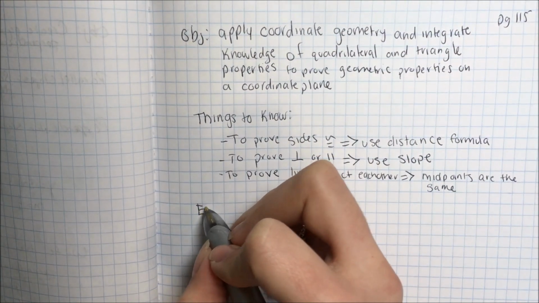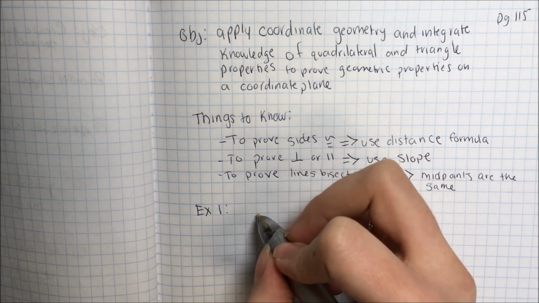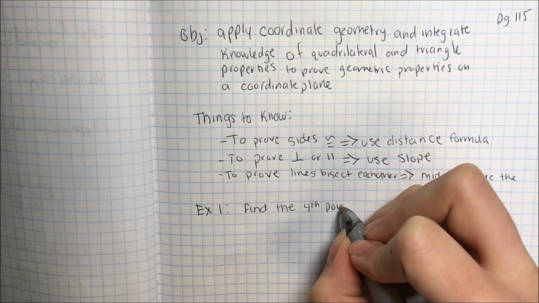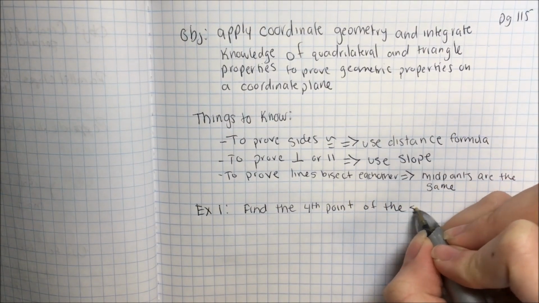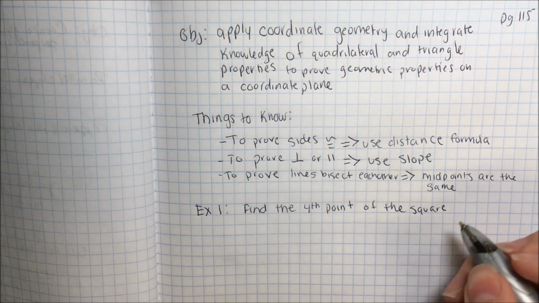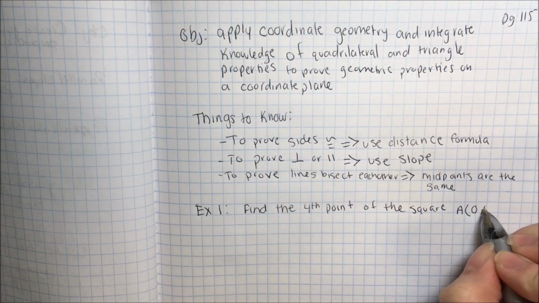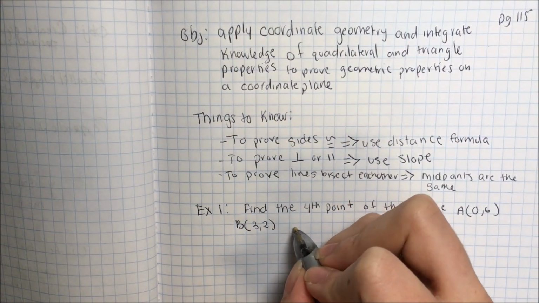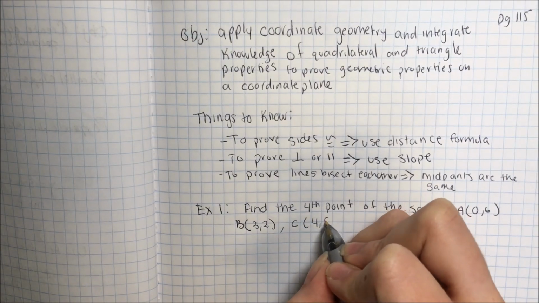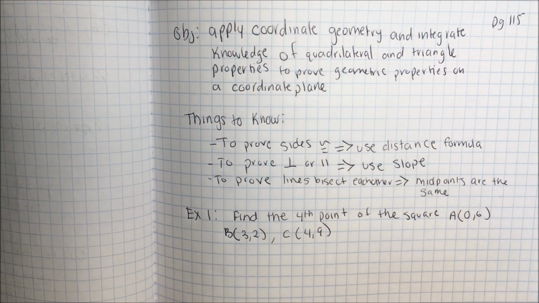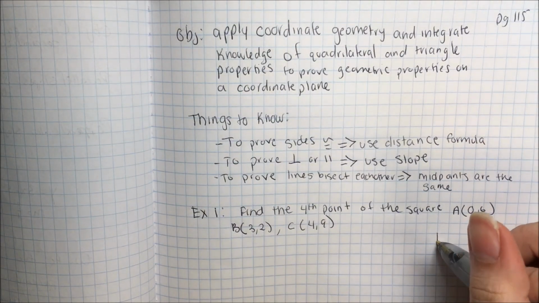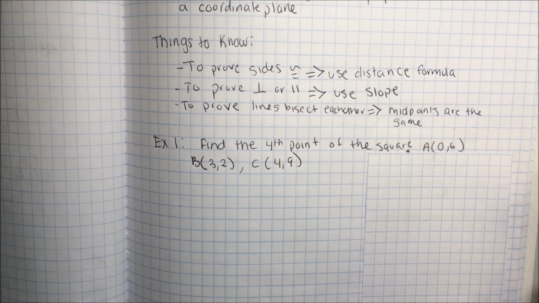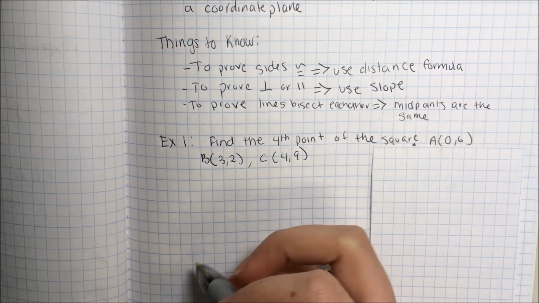So for our first example, we want to find the fourth point of the square with vertices A (0, 6), B (3, 2), and C (4, 9). So the first thing you guys want to do is plot your points. Okay, sorry for the jump in video, so we're going to get back to plotting our points.